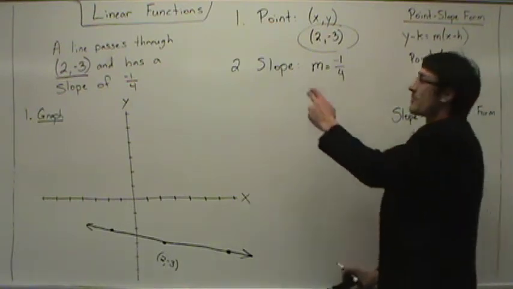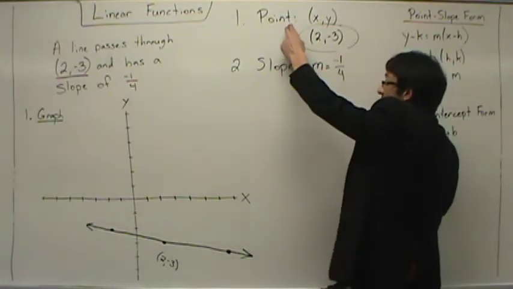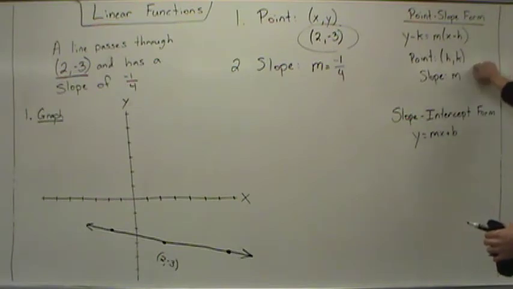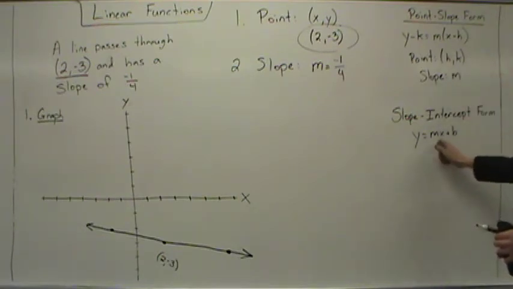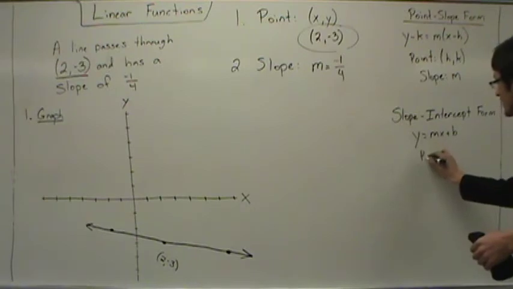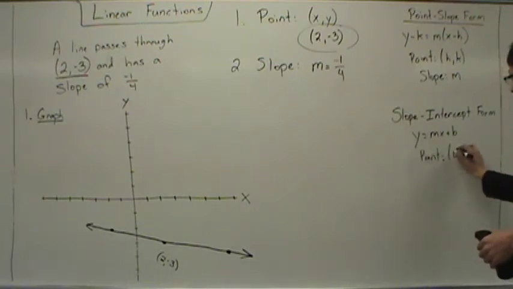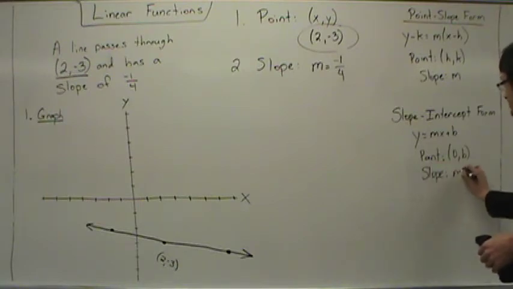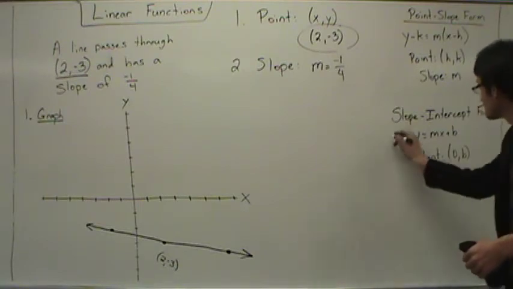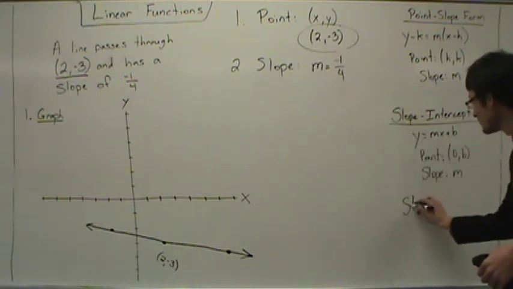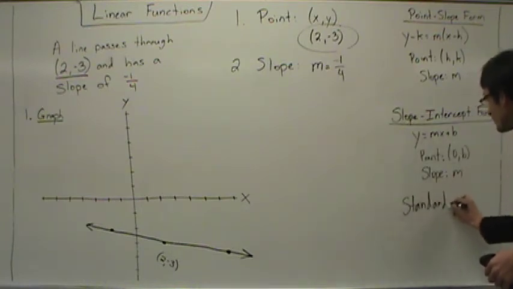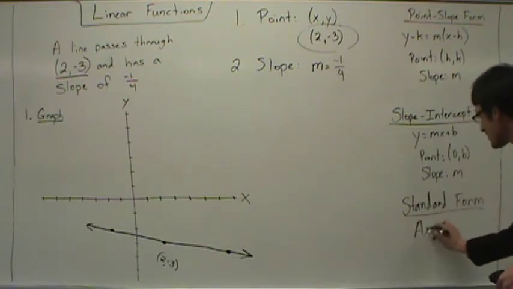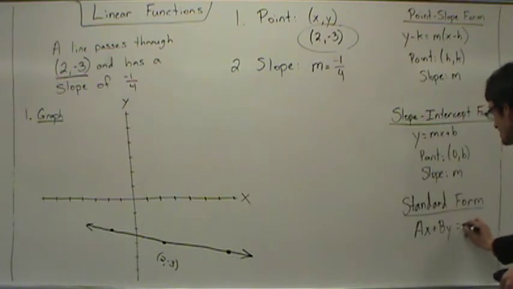Again, what 2 pieces of information do we need to find to graph a line? We need a point and a slope. Notice, within this equation is contained a point and a slope. Your point is 0b, and your slope is m. Now, lastly, we have standard form. Standard form says that ax plus by equals c.